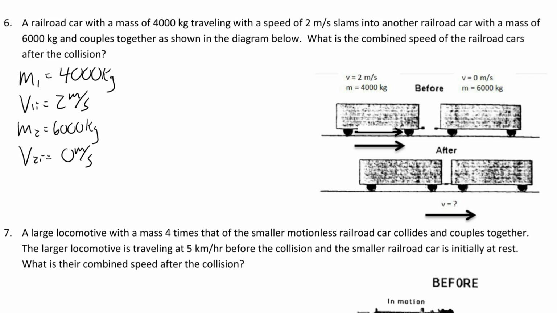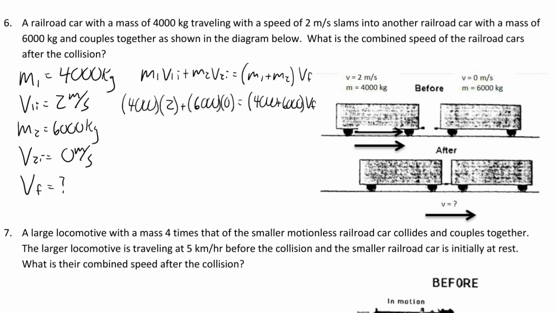So it says, what is the combined speed of the railroad cars after the collision? So they lock together and move with the same final velocity. What is that final velocity? Okay, so we're just going to plug in the equation, and you substitute in your values. And now you could solve. So this is 8,000. This cancels out, is equal to 10,000 VF. So VF is equal to 8/10, or 0.8 meters per second.